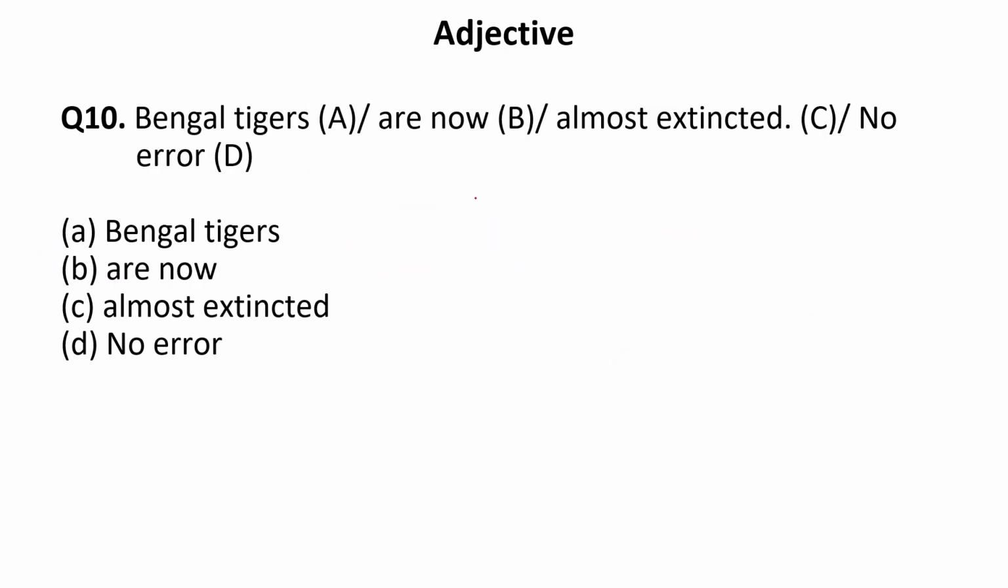Now let us move to the next one. Bengal tigers are now almost extincted. Now there is a word extinct. Extinct means something that is not in existence now. Here, Bengal tigers are now almost extincted. So this extincted word is incorrect. It should be extinct according to the sense of the sentence. Extinct is not a verb that needs its participle. In fact, extinct is an adjective itself. We need not write extincted. Therefore, the answer is C, because the C part contains the error. So our answer is C.